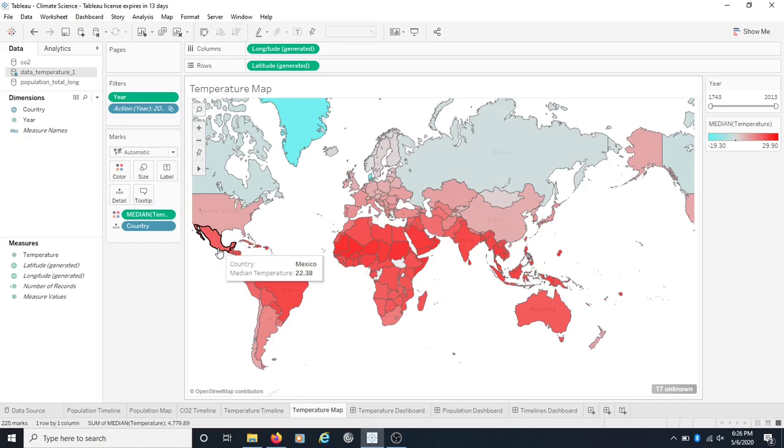Mexico, we're looking at a median temperature annually of 22. I think that's Celsius. I'm just going to say Celsius. I don't know. But take a look at these countries in Africa. These have median annual temperatures of almost 30.